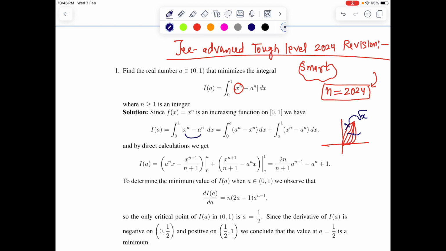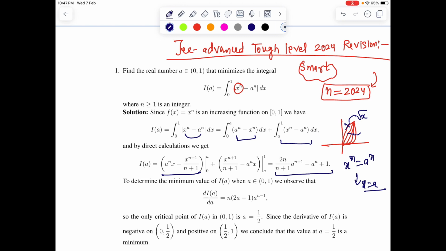So I(a) we can just calculate. We can break the limit at 0 to a and a to 1. The reason why we are breaking is because x^n equals a^n will happen at x equals a. So for x less than a, the integral will open as this. For x more than a, it will open the other way.